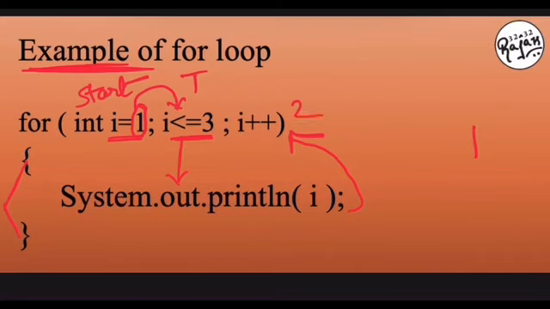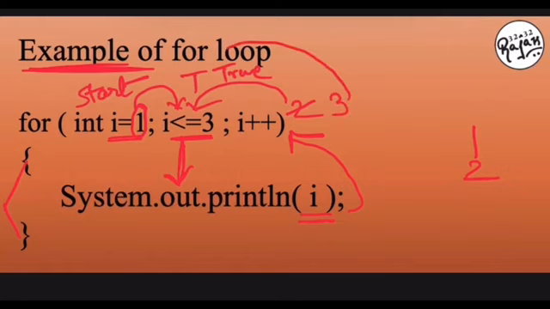From here it goes to the update part. I will become 2. Again it will check the condition. 2 is less than equal to 3. Yes, again the condition is true, so it will let you get inside the body of the for loop. Again System.out.println prints I's value, that is 2. Again from here the value will be increased by 1, so I from 2 becomes 3. Again it comes and checks the condition.